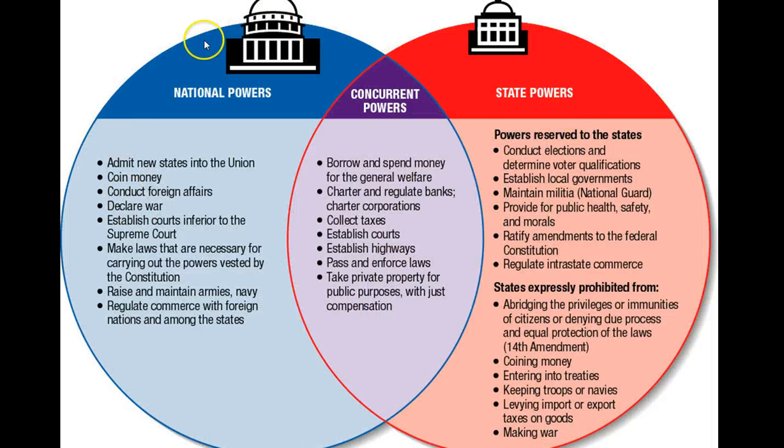This is sort of the way it looked in the beginning. You've got national rights and responsibilities, powers reserved to the states. These are concurrent powers where they overlap, and you can see in here that the states and the federal government both do these types of things.